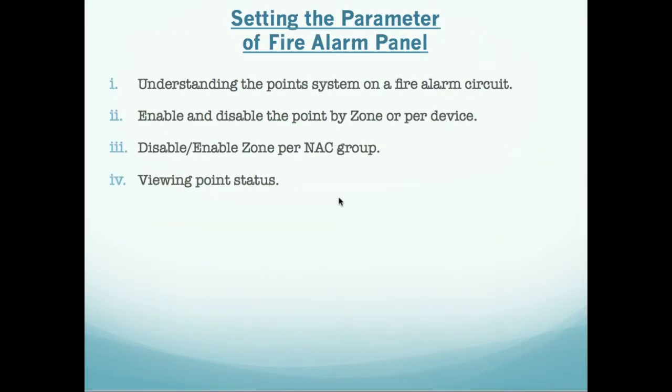The parameters of the fire alarm panel come with understanding the point system and the fire alarm circuit. It also comes with enabling or disabling the point by zone or per device. Such parameters on the fire alarm system may be disabled or enabled per notification group, and the point status is allowed to be viewed via the control panel display.